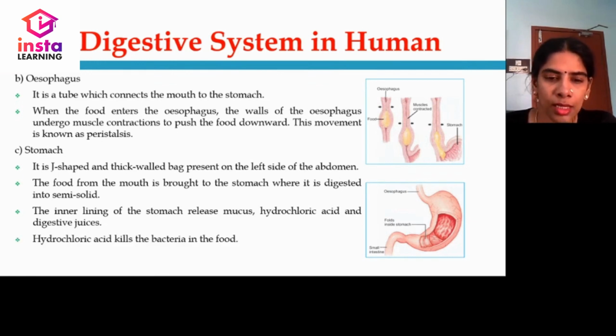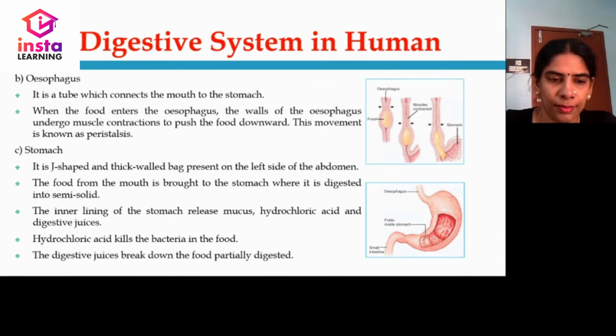Hydrochloric acid kills the bacteria in the food. The digestive juices break down the food, partially digesting it. As discussed earlier, the mouth has already made it into a semi-solid, partially digested form. Now here it is further partially digested in the stomach.